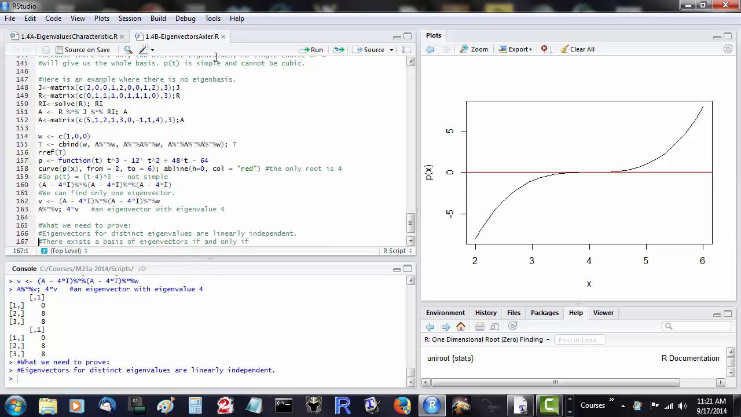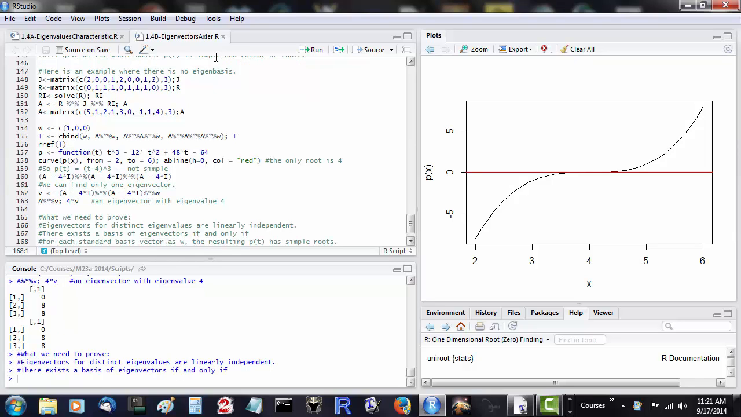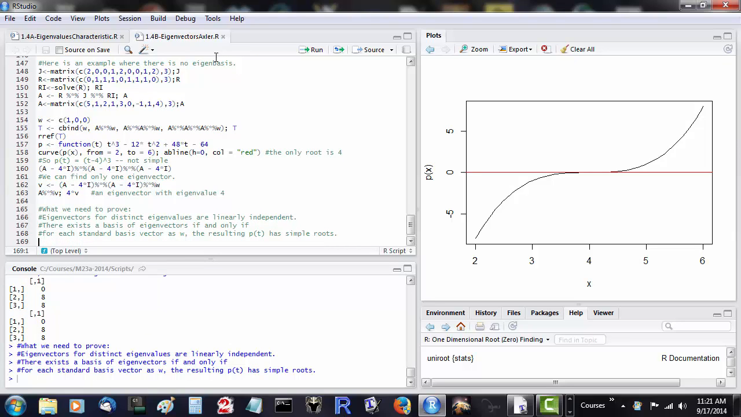Second, a basis of eigenvectors will exist if and only if, when I use each standard basis vector in turn as W, in each case the resulting polynomial P of t has simple roots. In other words, the existence of a polynomial P of t that has a repeated factor tells me that I am never going to be able to find a basis of eigenvectors. Now you've got the technique, and in the next script we can do some examples using eigenvectors and eigenvalues.